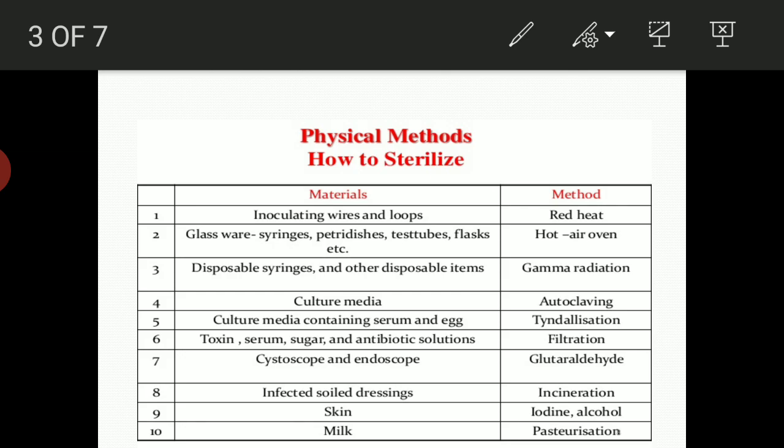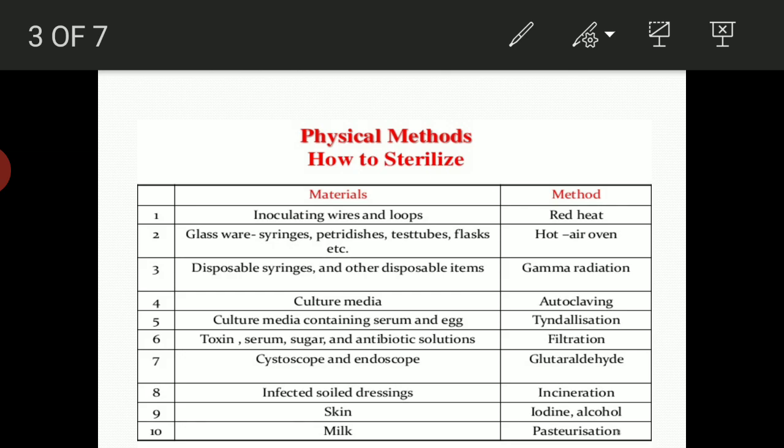In the first, older method, the milk is heated at 63 degrees Celsius for 30 minutes. The second method is flash pasteurization, which consists of quick heating to about 72 degrees Celsius for 15 seconds followed by rapid cooling.